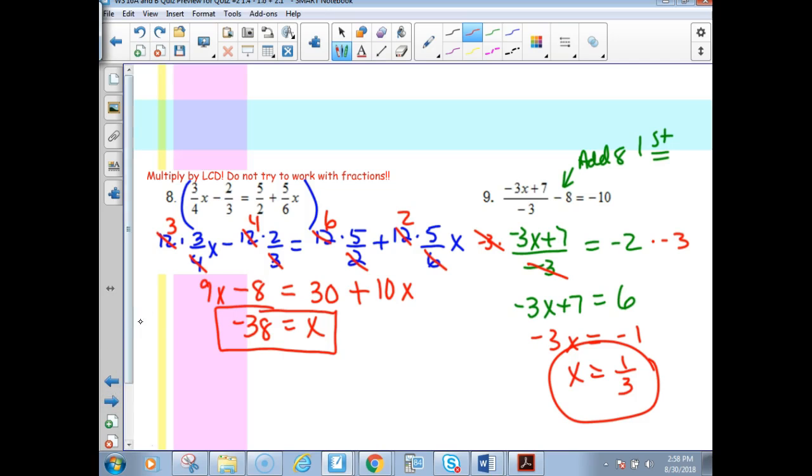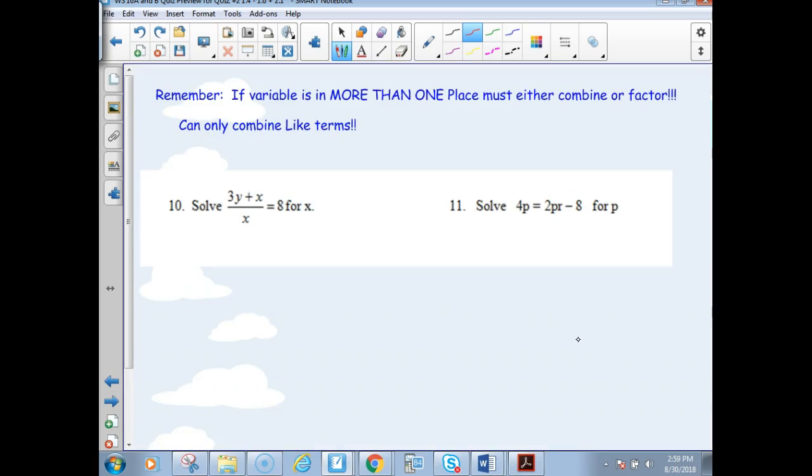Okay? Any questions on that? Like I told you, this one will again be a problem for some people. They'll forget. Don't multiply by negative 3 first. If there's more than one variable, you must either combine or factor, and you can only combine if they're like terms.